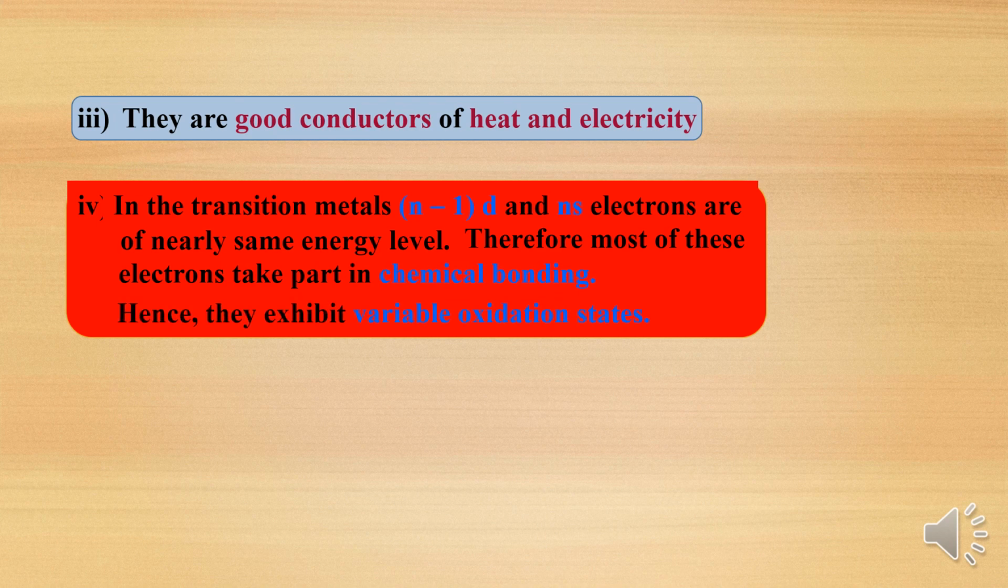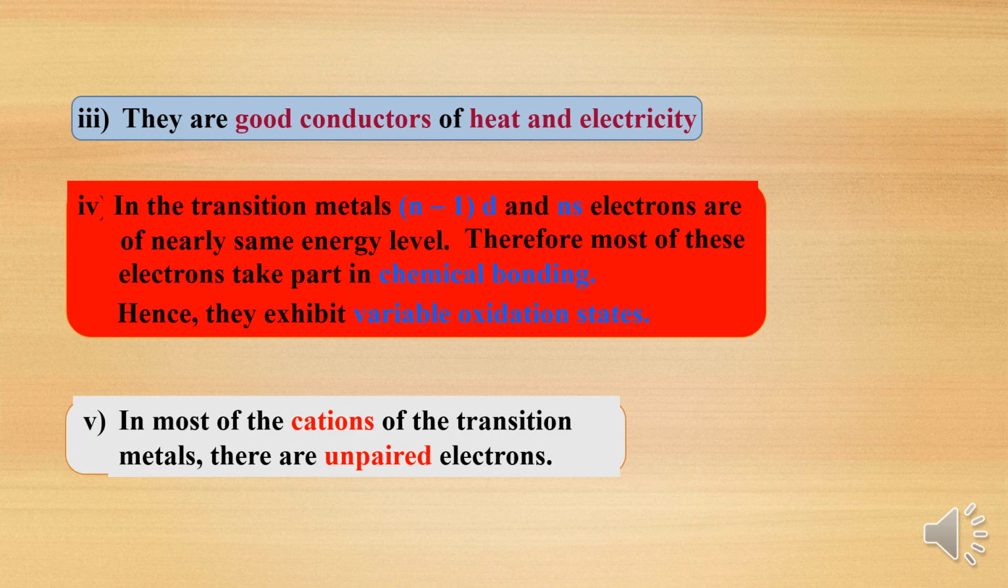Again, this is important for a 1 mark or 2 mark question: d block elements have variable oxidation states, give reason. What is the reason? In the transition metals, (n-1)d and ns electrons have nearly the same energy level. Therefore, they take part in chemical bonding, hence they have variable oxidation states. It may be 3d, 4s or 4d, 5s, 5d, 6s or 6d, 7s. The energy difference between them is small, that is, if you apply the n plus l rule. That's why these have variable oxidation states.